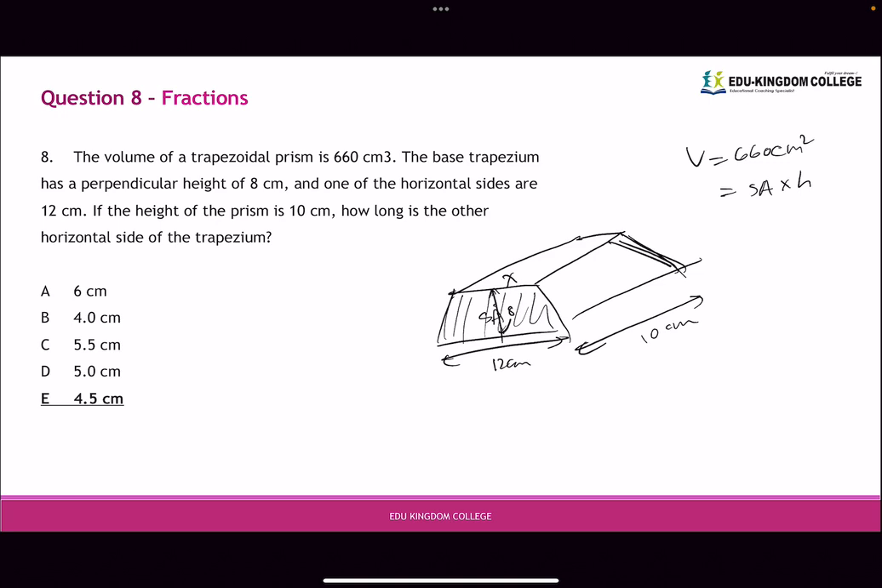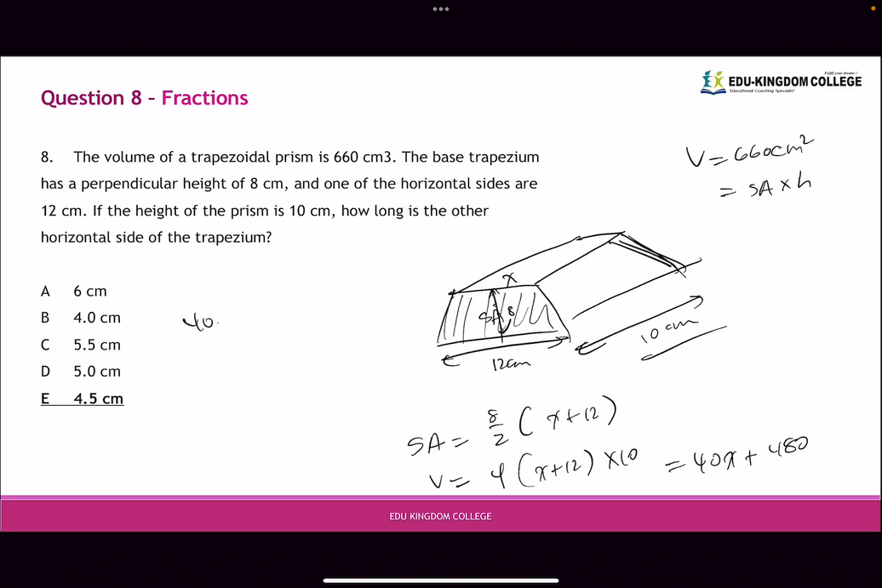Height just means the height of the whole prism. So what's our equation for the volume? It's perpendicular height over 2, so 8 over 2 times A plus B, so x plus 12. And when we multiply that by 10, the height, 8 over 2 is 4, so 4 times (x plus 12) times 10 is 40x plus 480, which is equal to 660. So 40x plus 480 equals 660.